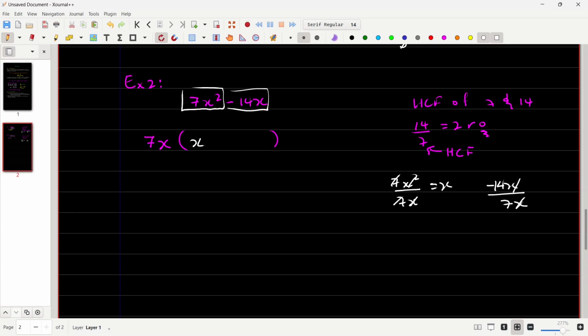X cancels, and then 7 cancels here to give me 2. So this is negative 2. So then negative 2 goes here, and that's the answer. All right, let's do another one really quickly.